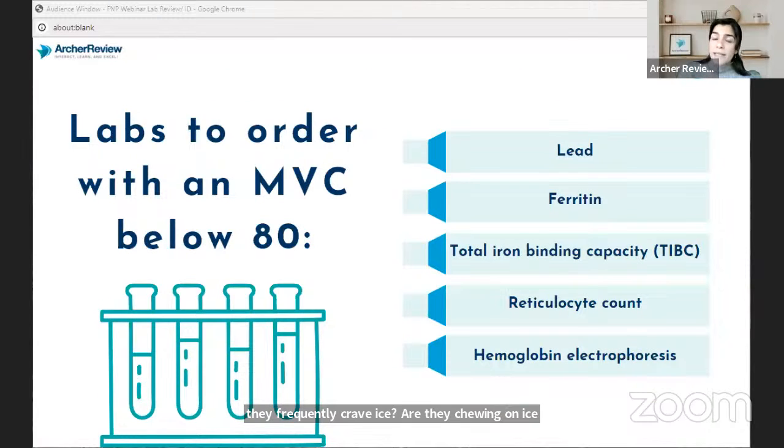So what happens when you're seeing the MCV below 80? What labs are you going to order to evaluate what type of microcytic anemia this is, right?